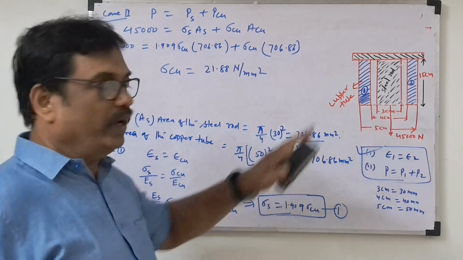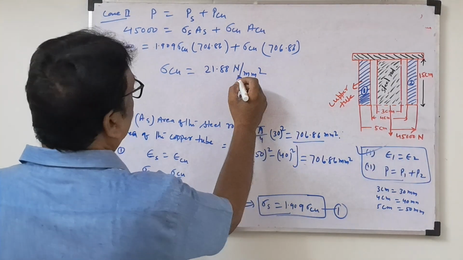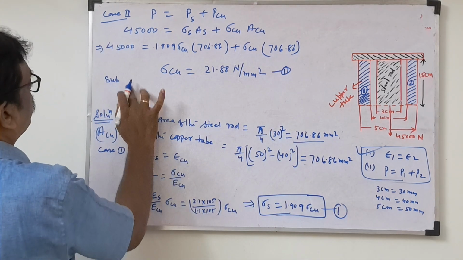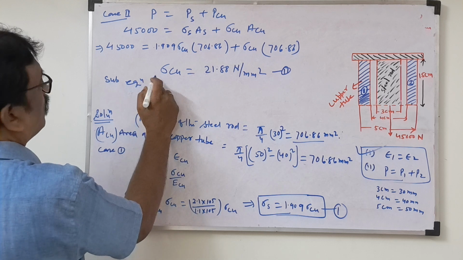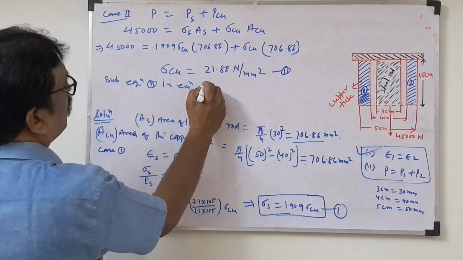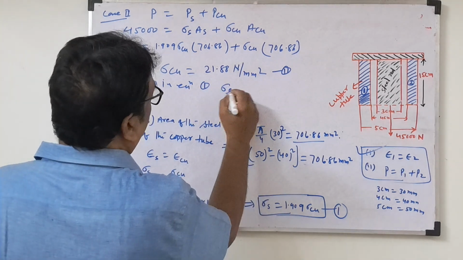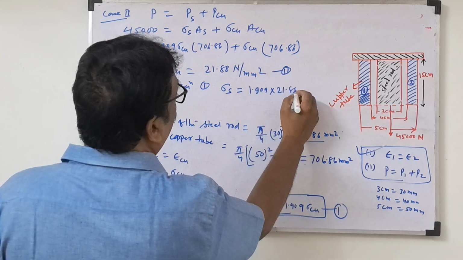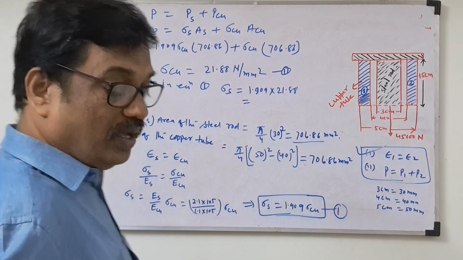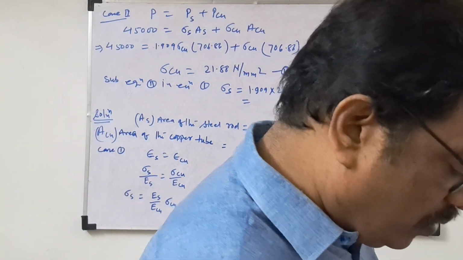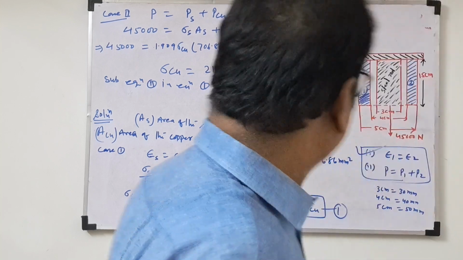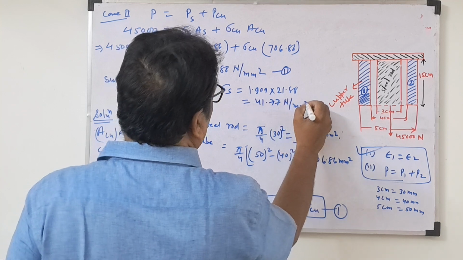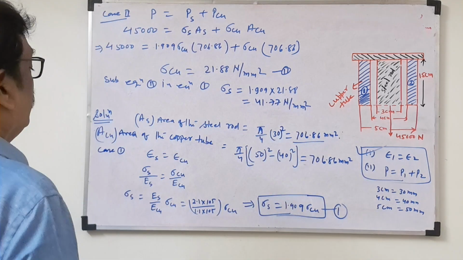So they are asking the stress of each bar. So the stress of the copper tube I know. Now what we'll do is substitute this, equation 2, in equation 1. So what is equation 1? Stress of the steel is equal to 1.909 into 21.88. So this value will come as the stress of the steel rod: 41.77 Newton per mm square. So first, what they are asking, the stresses of each bar, we know now.